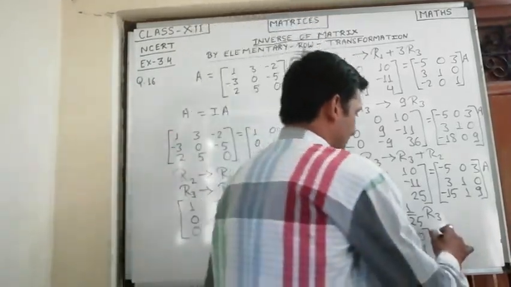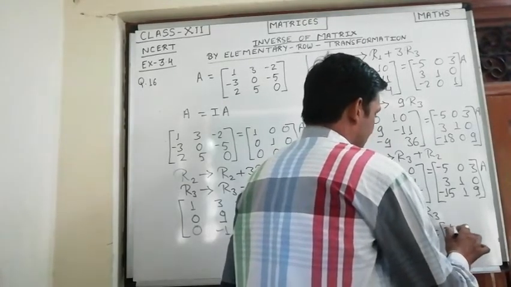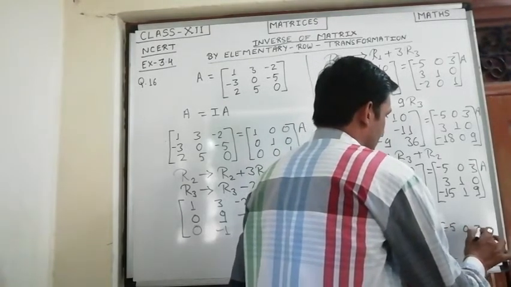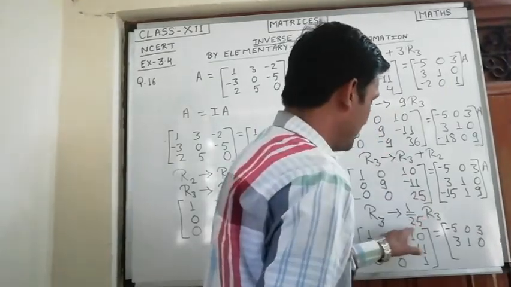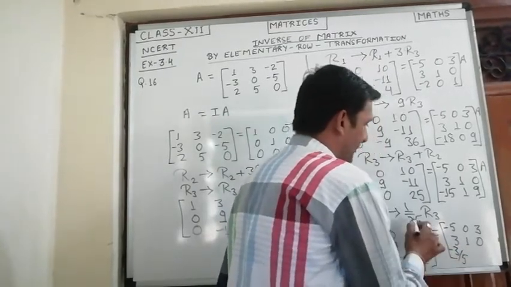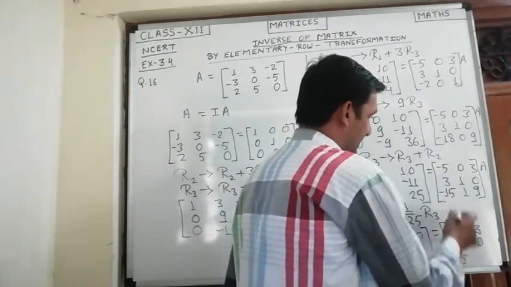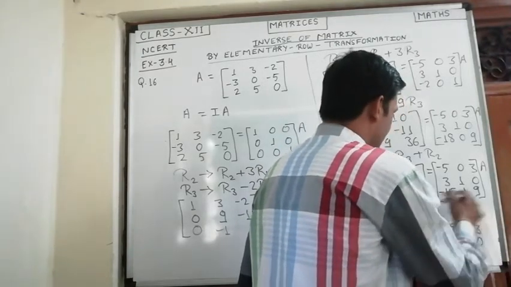We are making it 1 for some purpose. Let us see what is the purpose. Here it is minus 5 0 3. Here it is 3 1 0. But here it will become minus 15 upon 25, means minus 3 upon 5. 1 upon 25 as it is. Now here it is 9 upon 25.